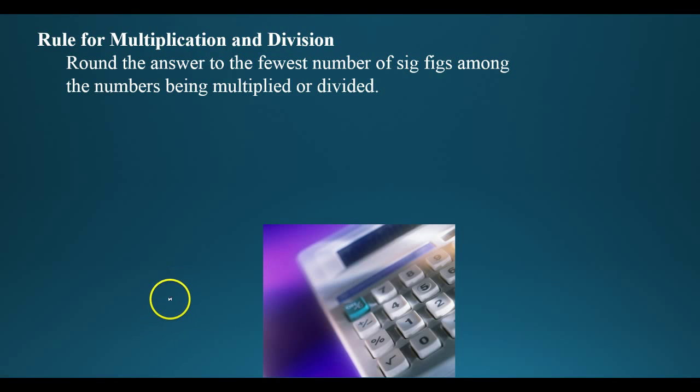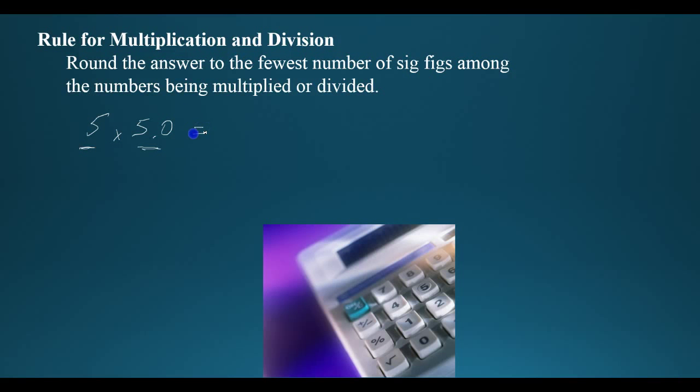Okay, let's get into some mathematical operations. I think this one here, the rule for multiplication and division, is the easiest one. You're going to round the answer to the fewest or the smallest number of sig figs among the numbers that are being multiplied or divided. So if you have something like 5 times 5.0, in 5 you have one significant figure, here you have 2. So you have to round your answer to the smallest number of significant figures amongst these numbers, which is only one significant figure.